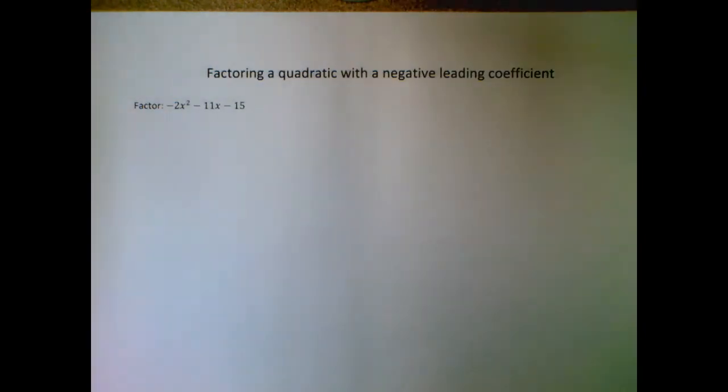Hello everybody, this is Mr. Bowman. Today we're going to be looking at the ALEKS topic factoring a quadratic with a negative leading coefficient.